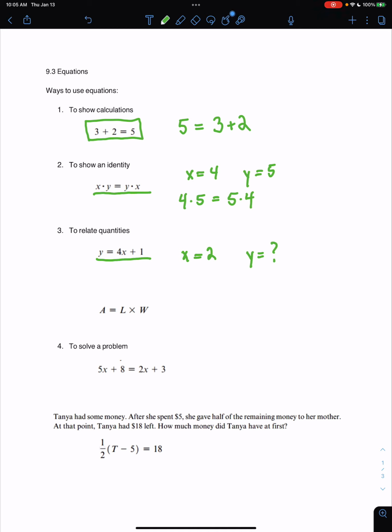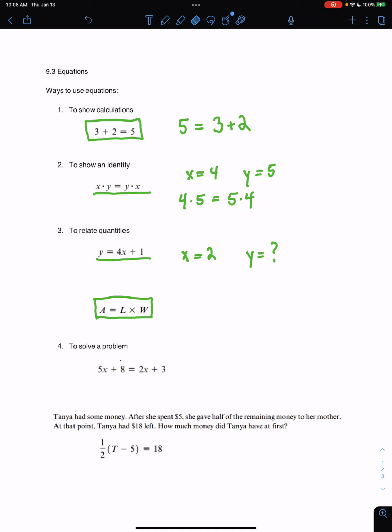Another way to relate quantities is to use formulas. And we're going to use a lot of formulas in this class. So here's a formula for area of a rectangle. Area is equal to length times width. And instead of writing out the words, area is equal to, instead, we just use variables and we create a formula. So A is equal to area, and L is length, and W is width, and that's how we write our equation for the area of a rectangle.